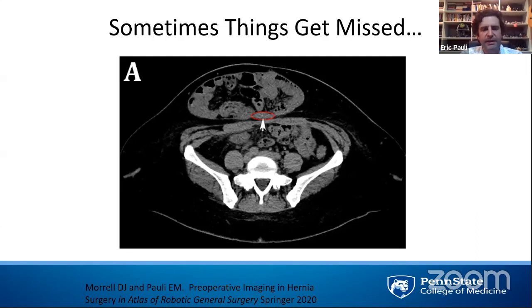I will mention finally that obviously sometimes things get missed, okay? This is a patient who I had booked and was performing a robotic TAR on, and I had done the full dissection. I'd closed the posterior layer. I was closing the anterior fascia, and for the life of me, I just could not get sutures to come through the abdominal wall. The needle just kept rotating. And I could feel I was hitting something.